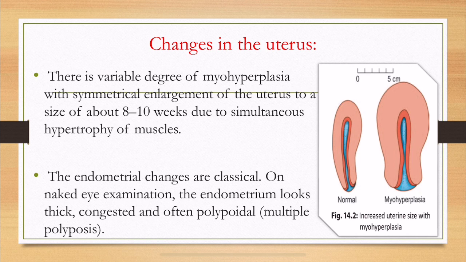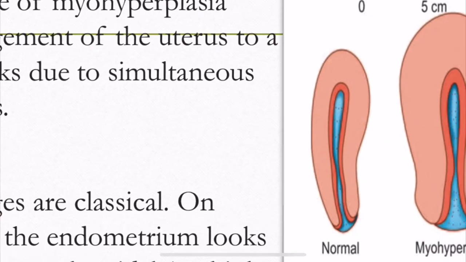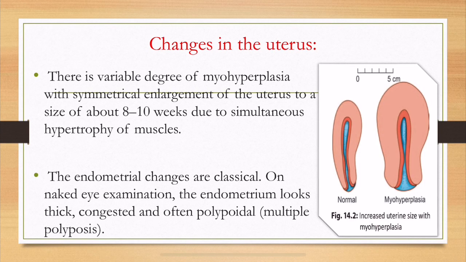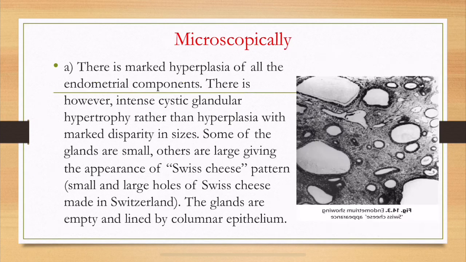Endometrial changes are classical. Now we move on to the endometrium. On naked eye examination, the endometrium will look thick, congested and often polypoidal. Polypoidal means they contain multiple polyps. Multiple polyposis can be seen.